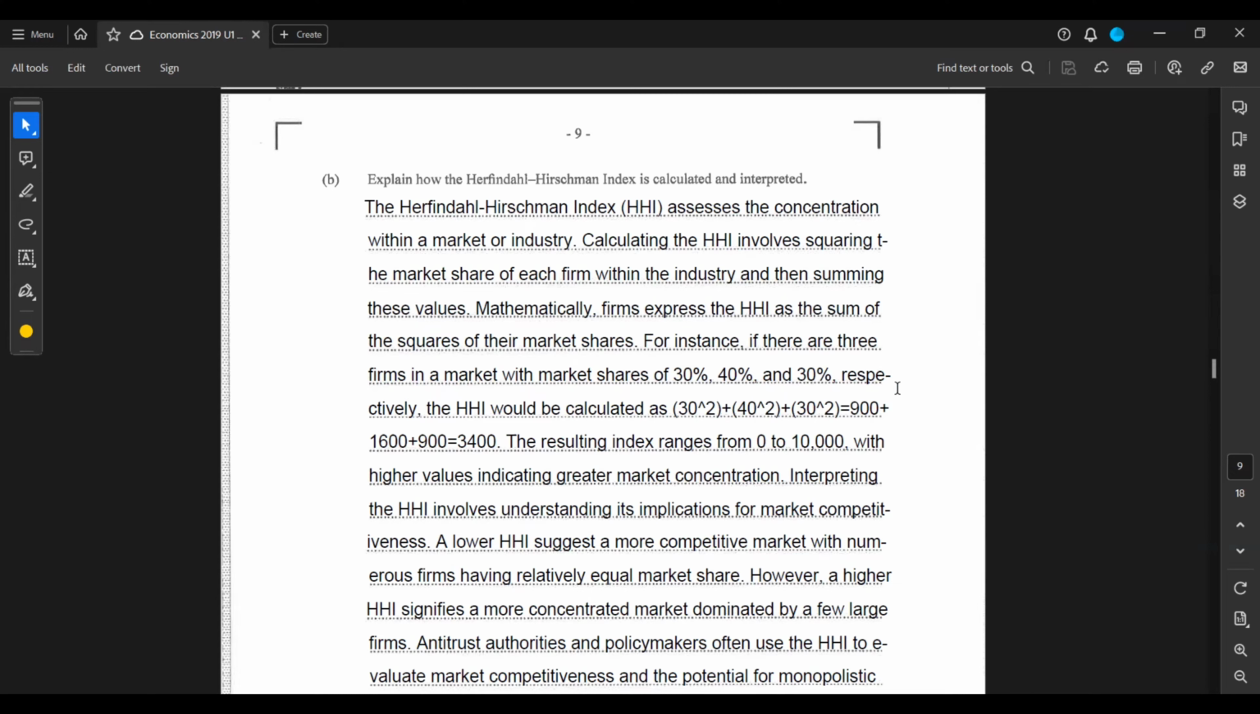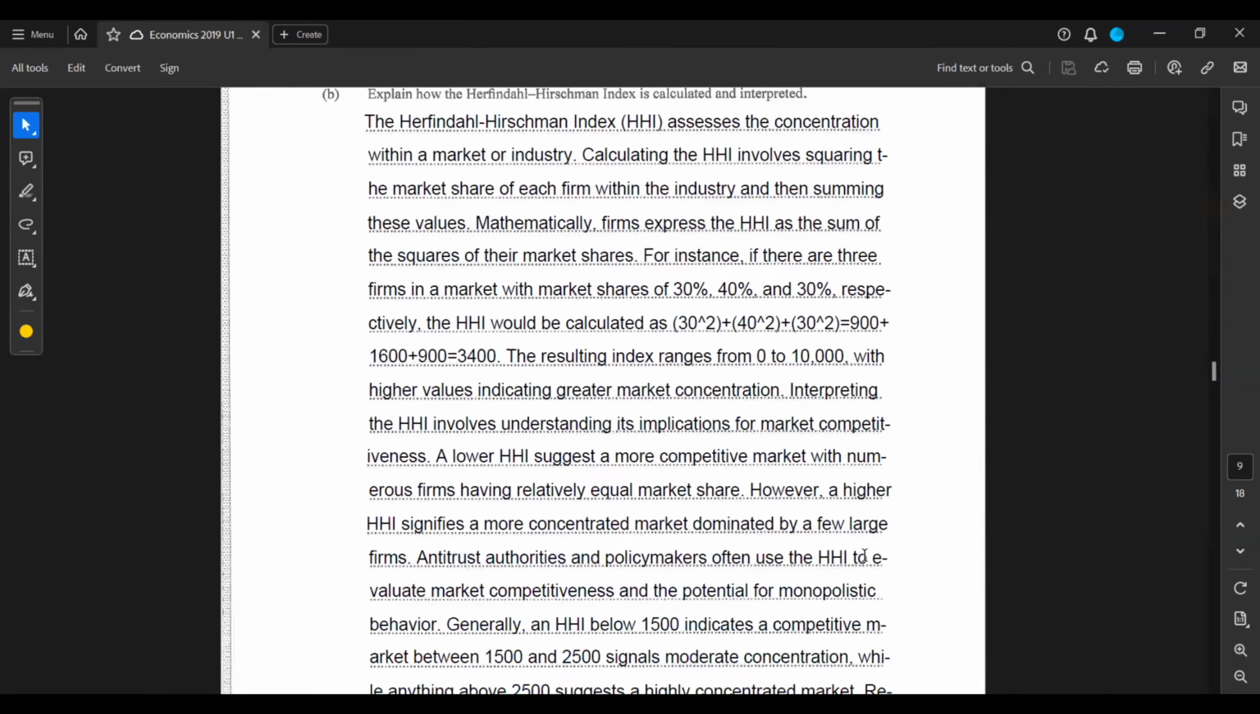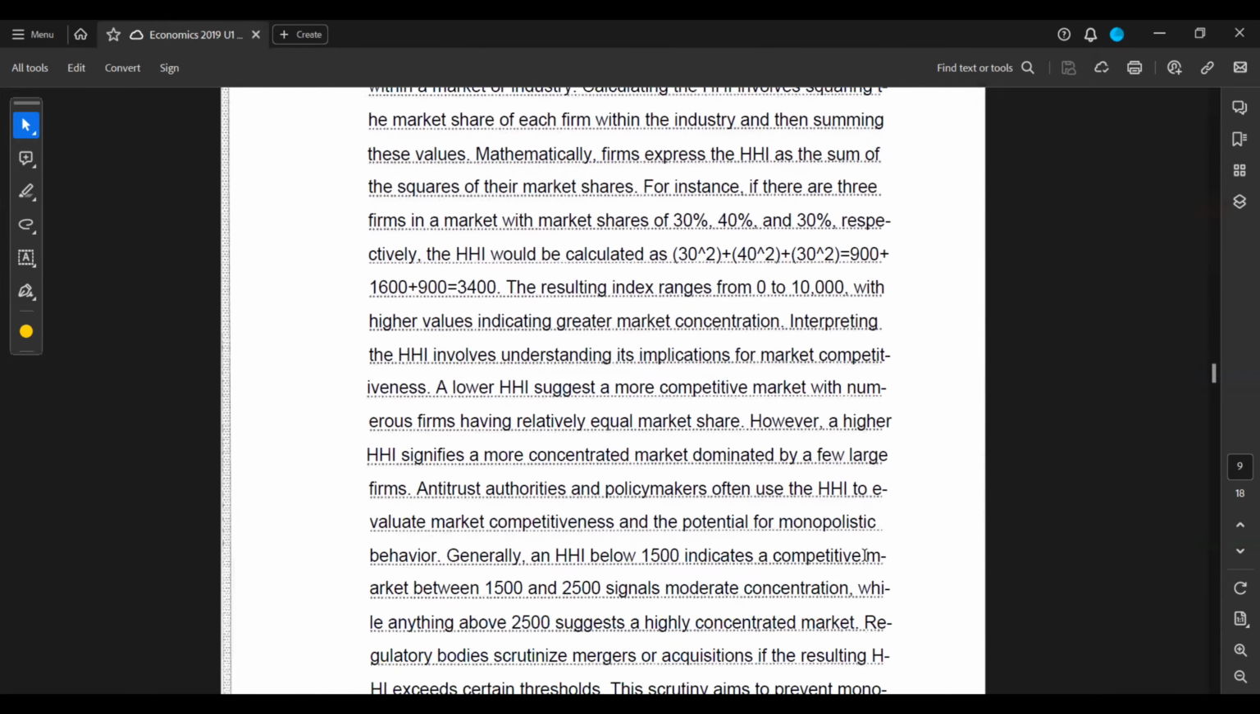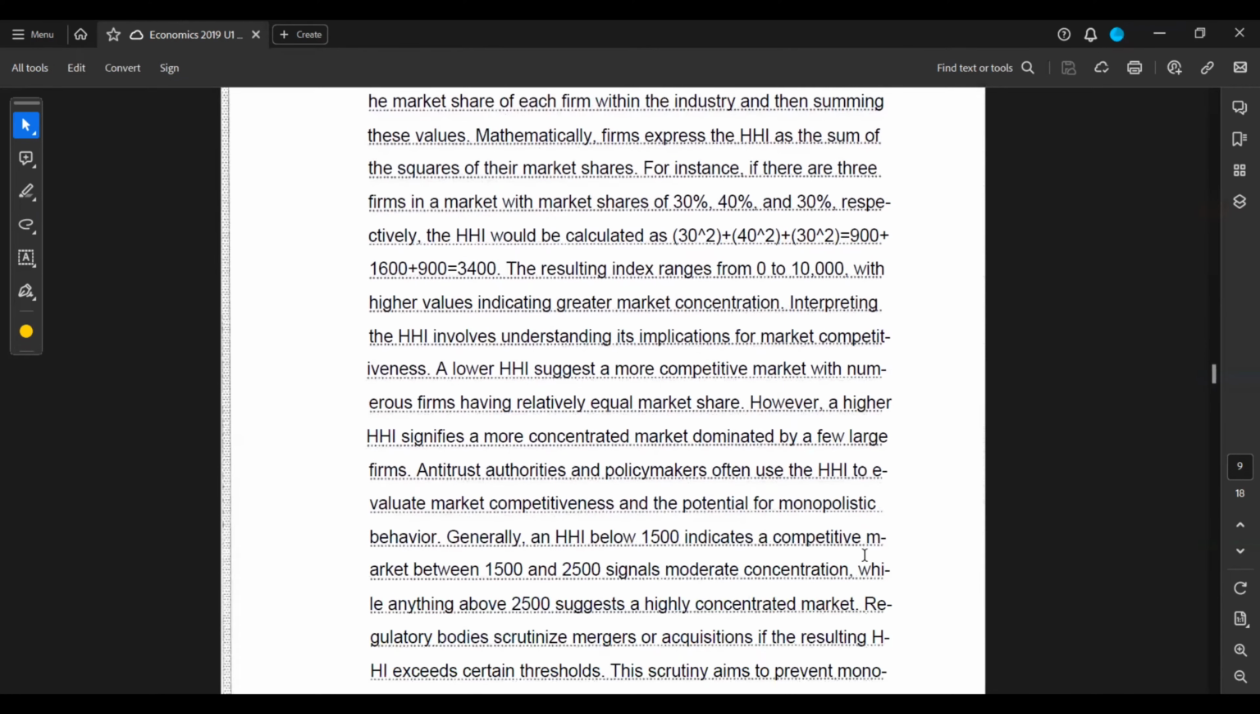For instance, there are three firms in a market with market shares of 30%, 40%, and 30% respectively. The HHI would be calculated as 30 squared plus 40 squared plus 30 squared, which is equal to 3,400. The resulting index ranges from 0 to 10,000, with higher values indicating greater market concentration.